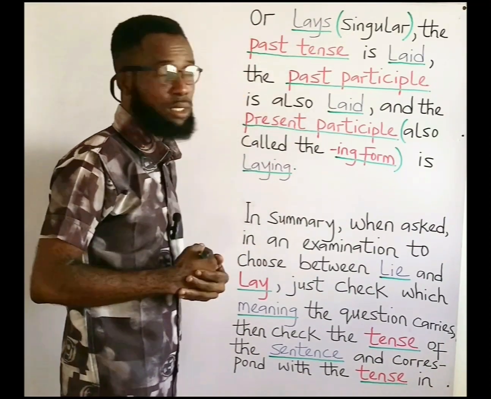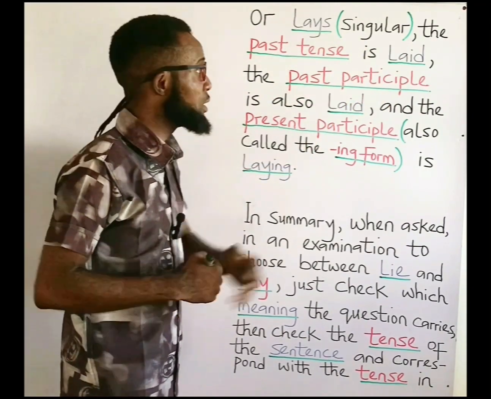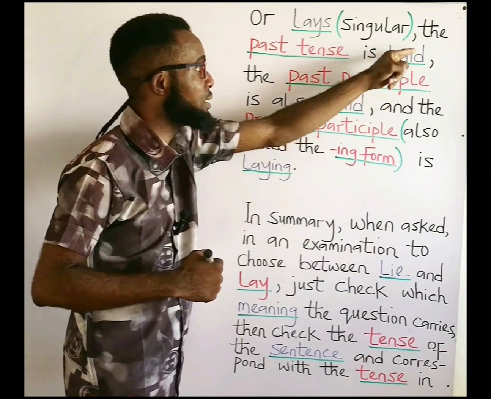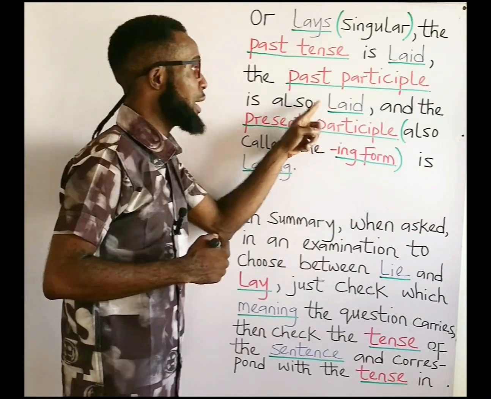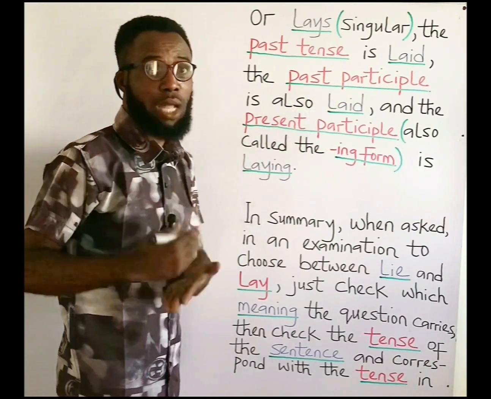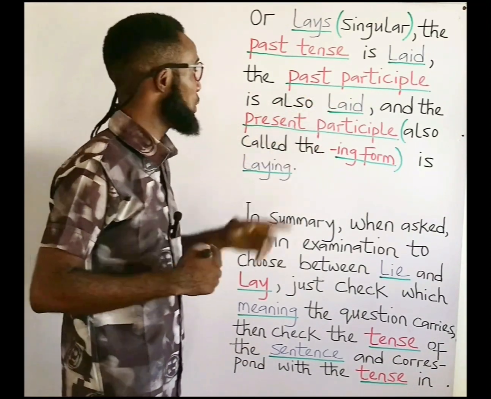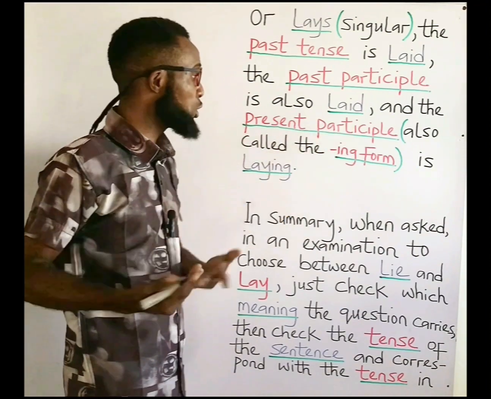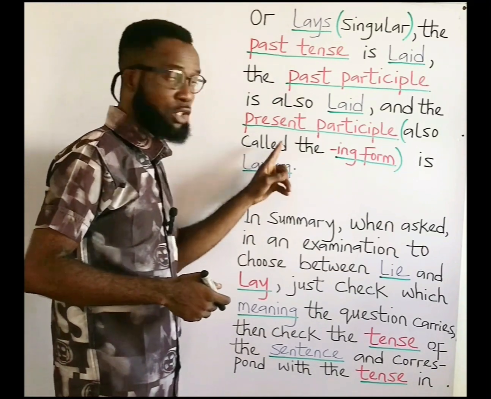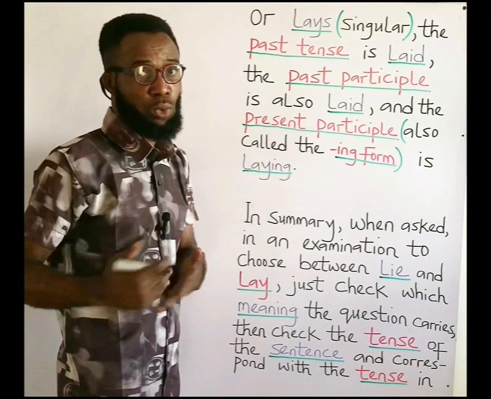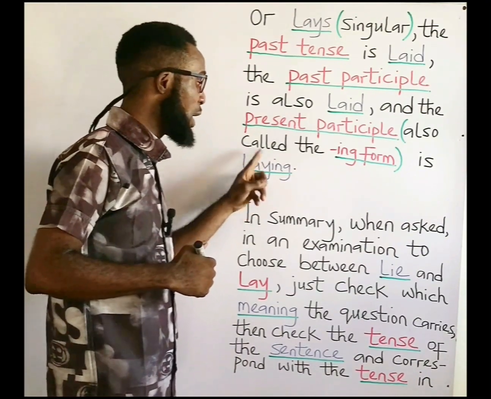The past tense is laid, spelled L-A-I-D. The past participle is also laid, spelled L-A-I-D. And the present participle, also called the ing form, is laying, spelled L-A-Y-I-N-G.